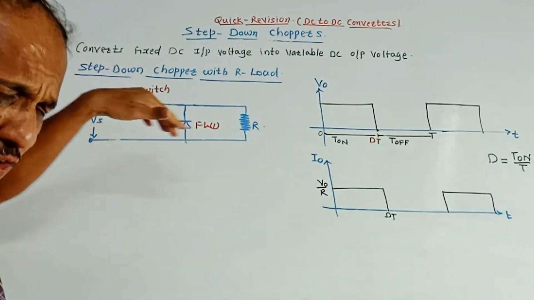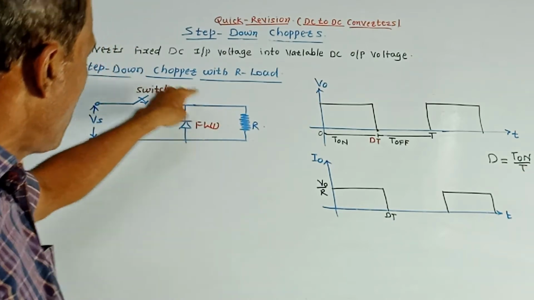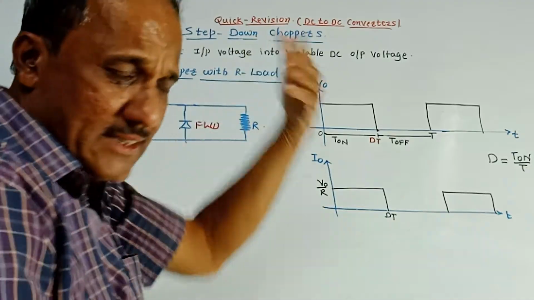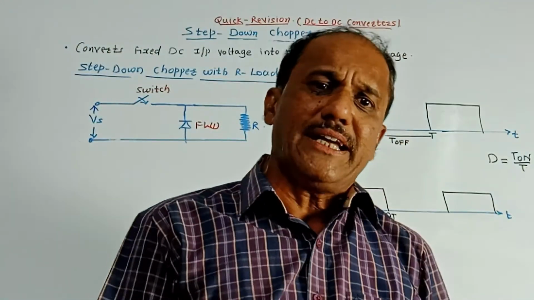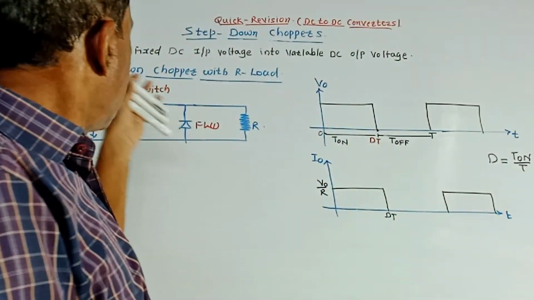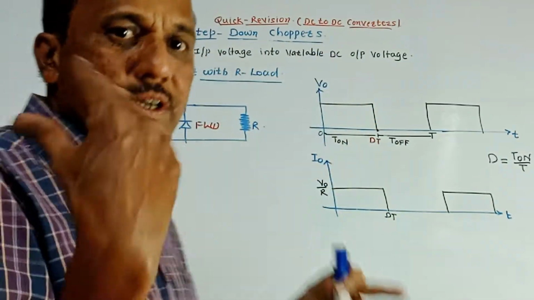So first, there are two major types: step down and step up chopper. This is the circuit diagram of a step down chopper with R load. From the exam point of view, we may expect a question like this: draw and explain the operation of this step down chopper with R load along with suitable waveforms.